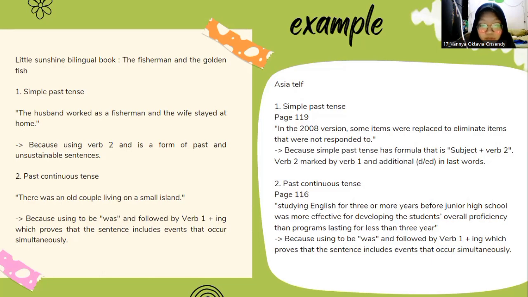2 is past continuous tense, page 116. Studying English for 3 or more years before junior high school was more effective for developing students' overall proficiency than programs lasting for less than 3 years. Because using to be was and followed by verb 1 plus ing, which proves that the sentence included events that occur simultaneously.